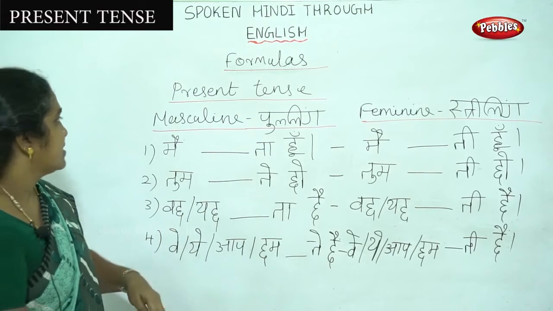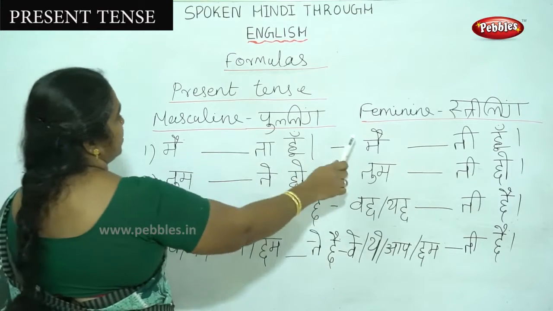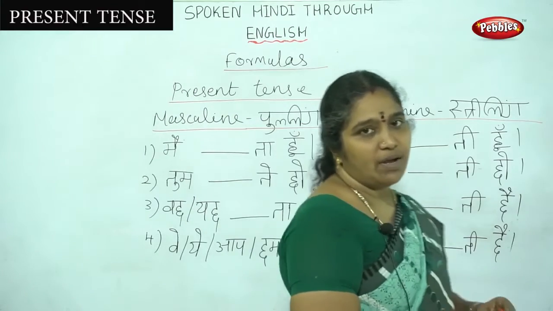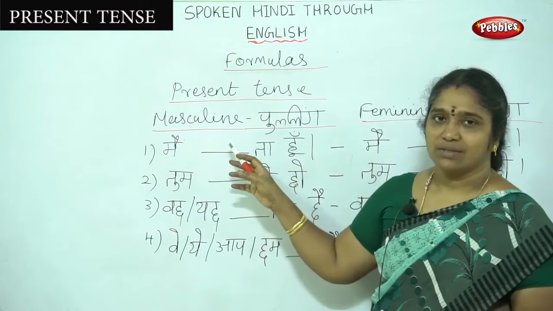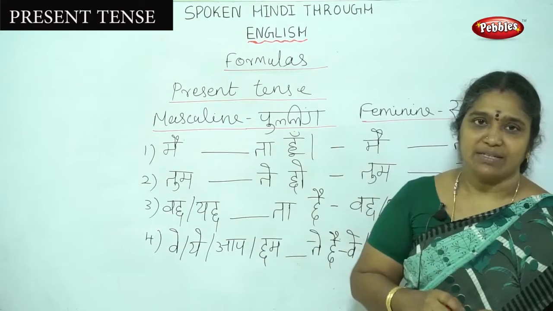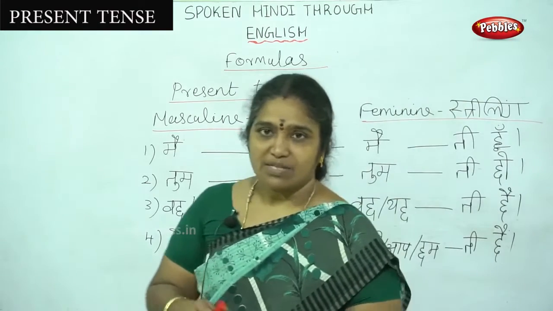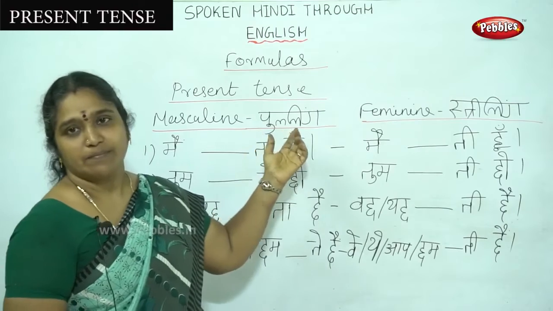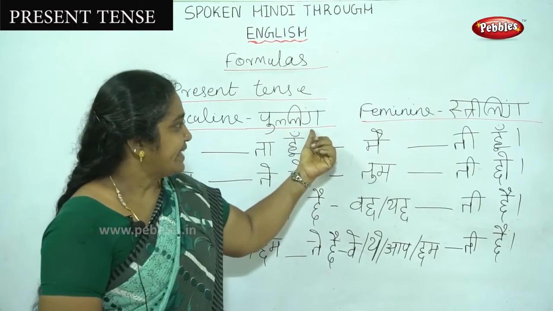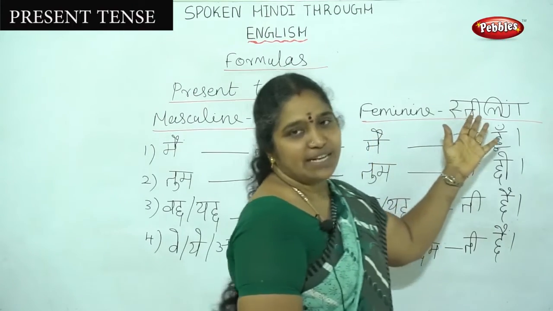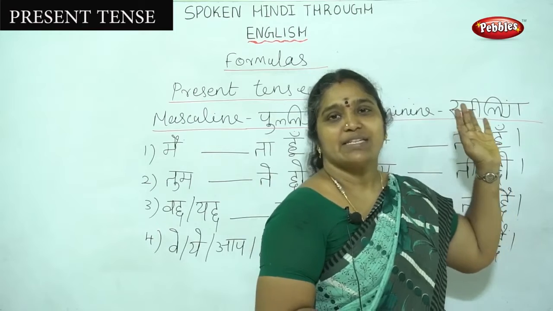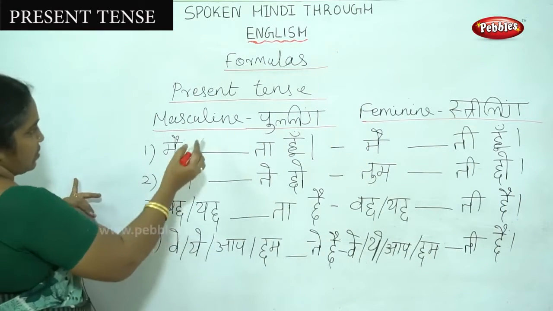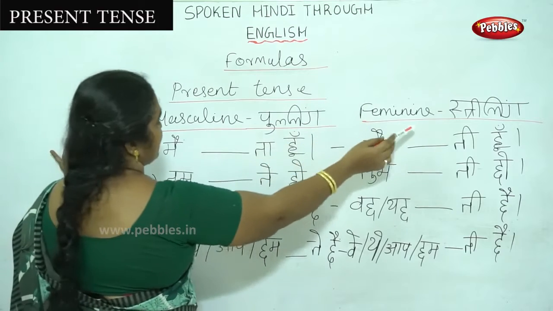For that we have two types. Simple present tense has two types, that is for masculine and feminine. Masculine means Pulling in Hindi. Feminine means Striling in Hindi. Genders also we have: masculine is Pulling and feminine is Striling.